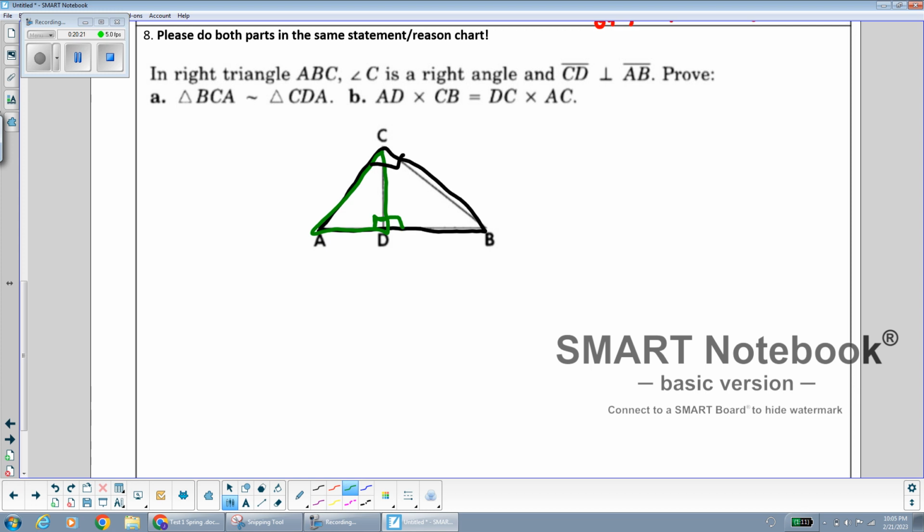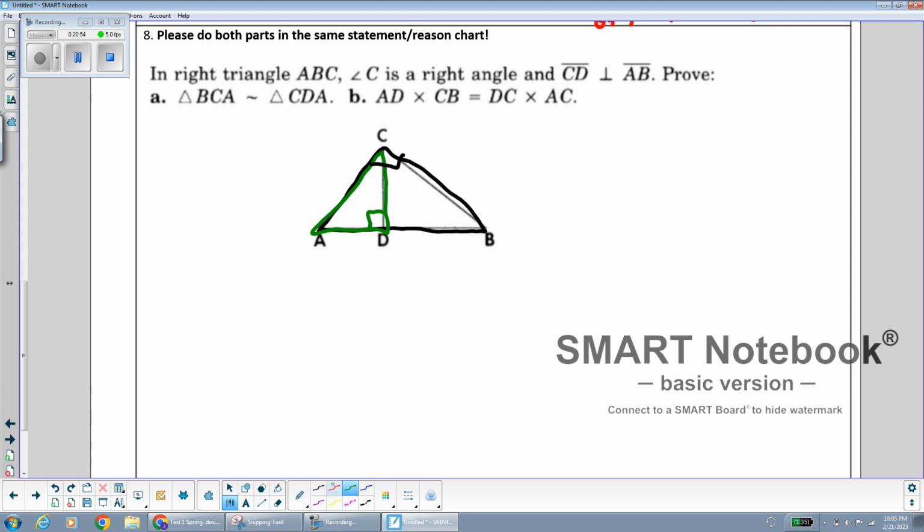But let's talk about which right angle is going to be important. We are not proving anything about this other small triangle. The two triangles that we're proving similar are the big triangle, BCA, and the small triangle in green, CDA. So we do not need this right angle. We only need the one that is inside of the green triangle. So we have now one in the big triangle and one in the smaller green triangle. So that's 1A that we can use to prove the triangle similar.